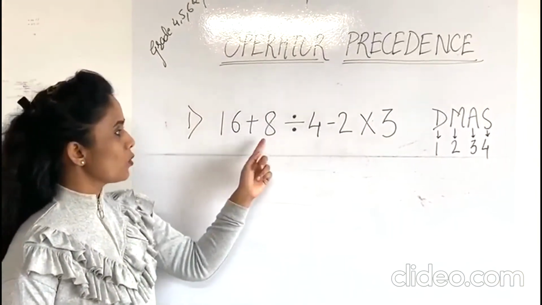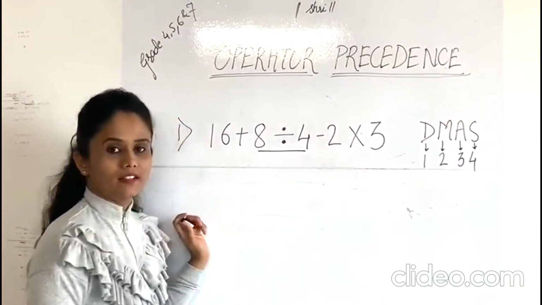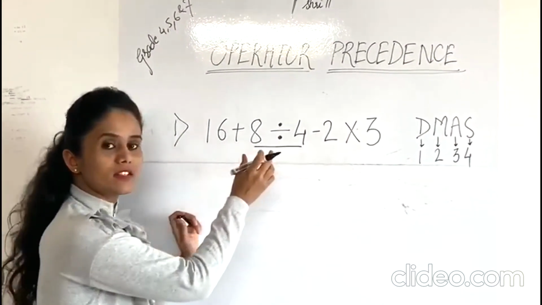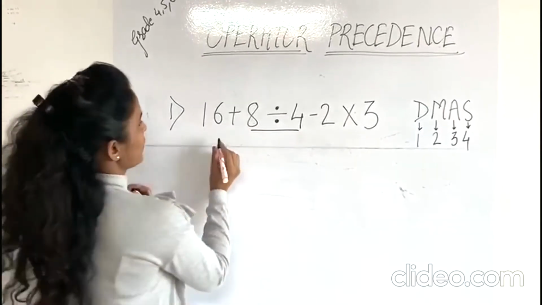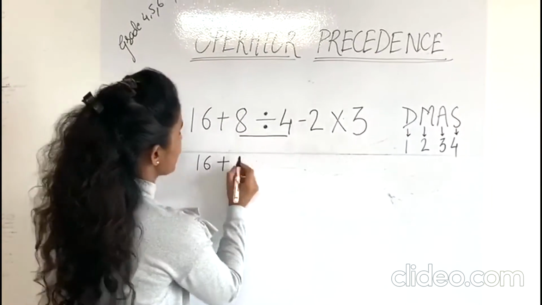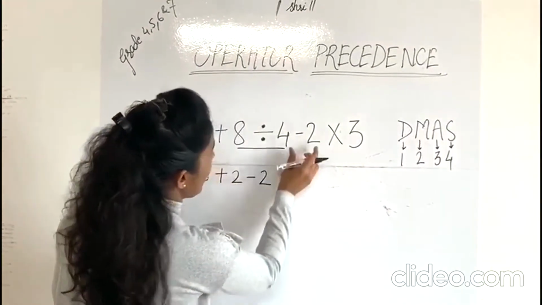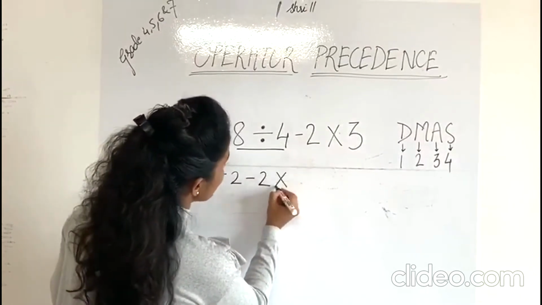In the first step, we'll solve this part, that is 8 divided by 4. 8 divided by 4 is 2. So 16 plus the answer of this, that is 2, minus 2 as it is, into 3.